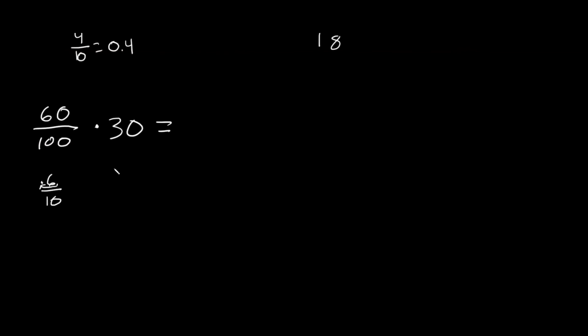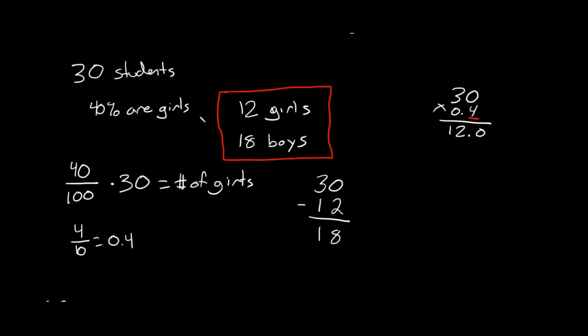So this is going to be 0.6, and then 0.6 times 30 is going to be 0, and this is going to be 18. There's one number to the right of the decimal place, so we're going to have one number to the right of the decimal place here. So our answer is 18, and that does check out here.